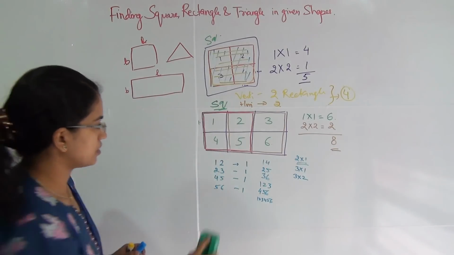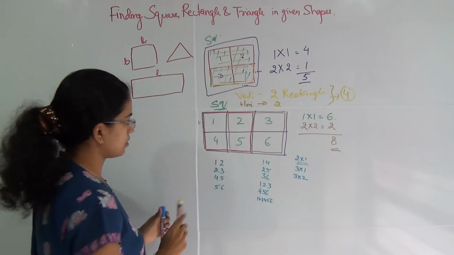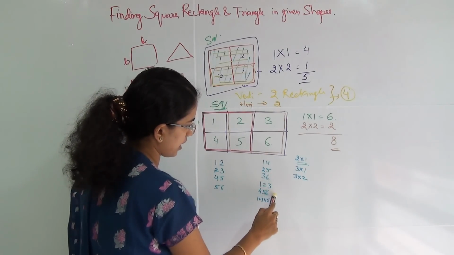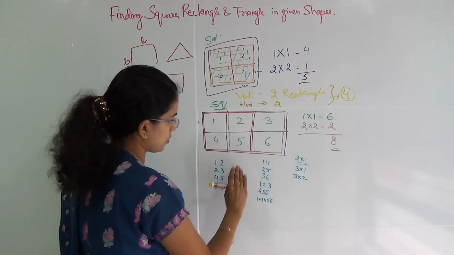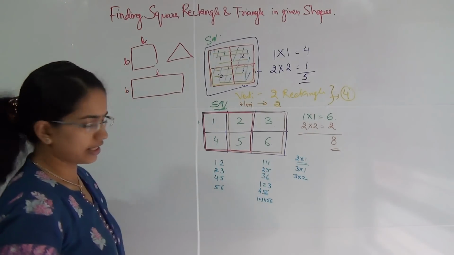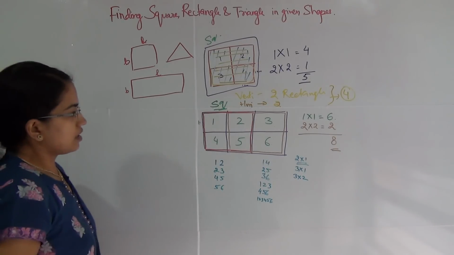Okay, so let me remove this. Now if we count the rectangles here, you have 1, 2, 3, 4, 5, 6, 7, 8, 9, 10. Okay, so you have 10 rectangles in all that would be included in this diagram. So we can see that this way we can count the total number of rectangles in the diagram.